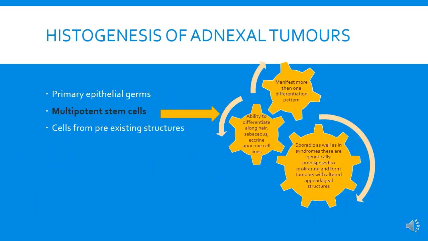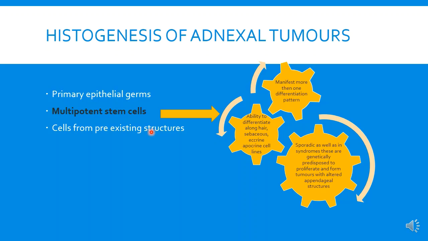Let us look at the histogenesis of adnexal tumors. It was hypothesized that adnexal tumors may arise from primary epithelial germs, multipotent stem cells, and cells from pre-existing structures. The possibility that tumors arise from cells from pre-existing structures is less likely. Probably the hyperplasias and hamartomas arise from a fully differentiated and mature cell, whereas the various other benign and malignant adnexal tumors are likely to originate from multipotent stem cells, because these multipotent stem cells, which we saw previously, have marked plasticity.